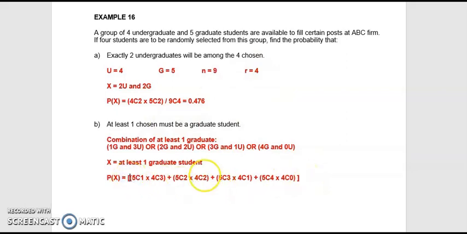So if you want to find probability, calculate this one first and then divide by total all. So total all n is 9C4. Out of 9 we want to select 4 only. So this one we will get 0.992. If you look at the probability here, 0.992, which is almost or closer to 1, it means there is a high likelihood, a high chance, to choose at least one graduate student.